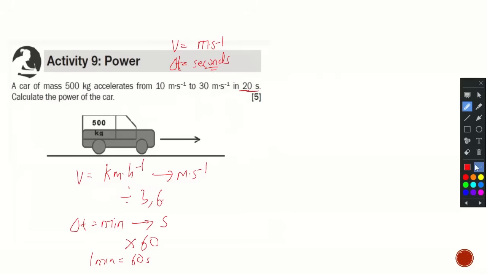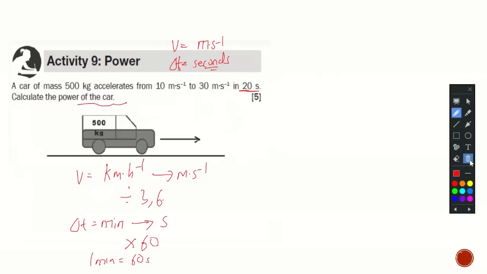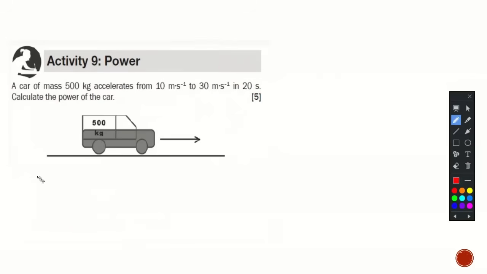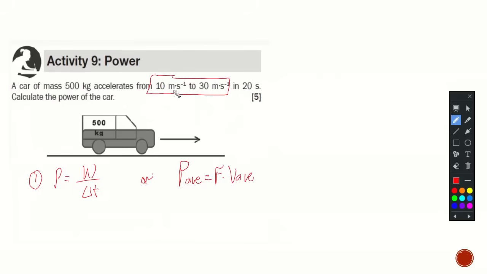Okay, then here we have this question. It says, calculate the power of the car. Now, how are we going to calculate the power? Looking at this, we can see that we do not have the force applied. So we have two options in terms of the formulas. We can either use W over delta T, or we can use P average is equal to F times V average. We can calculate the average velocity between the two, simply taking this velocity plus that velocity divided by 2. But the problem is we do not have the force applied, so we can't use this formula. So it's a matter of collecting your data.